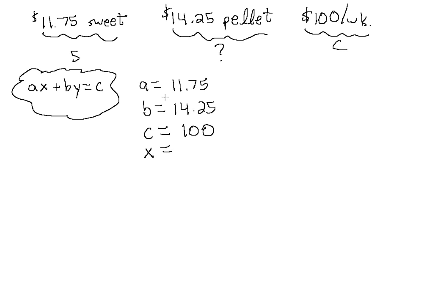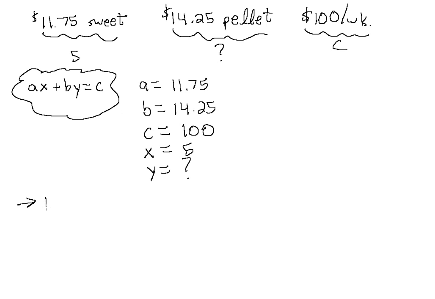We have X, which is the number of bags of sweet feed that he buys. We want to make sure we're labeling the correct variables here. A is the cost of the sweet feed, so X is going to be the quantity of the sweet feed. So X equals 5, and Y is what we want to solve for. Y is the number of bags of pellet feed that he can afford for each week. So let's take these and plug them into our standard form equation.